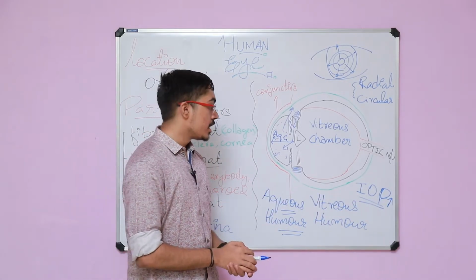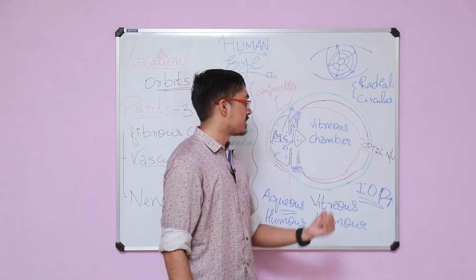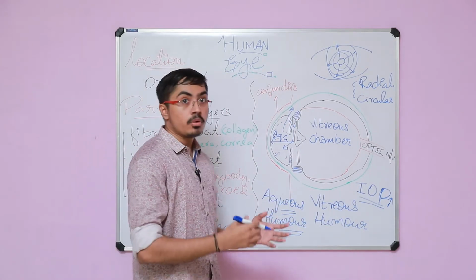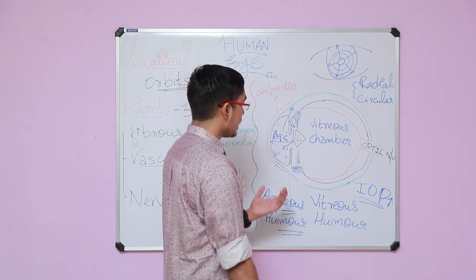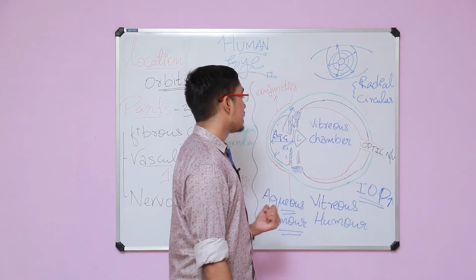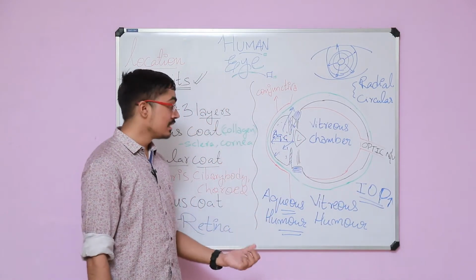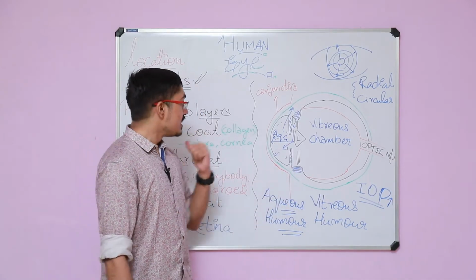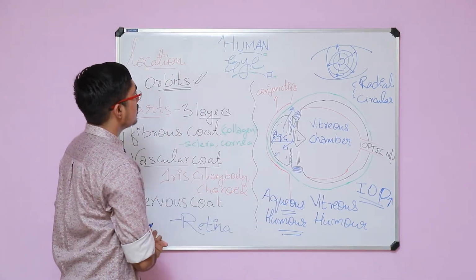That machine with which you measure intraocular pressure is called a tonometer. Tonometer is the machine which is used for the purpose of measuring the intraocular pressure. And what is contributing to this? Aqueous humor is contributing to this, right? So much about the human eye.